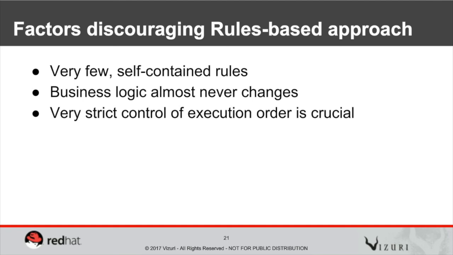You also have cases where there's a very strict control in the execution order. No point in using a rule engine. As I said, a rule engine has a bunch of rules and all those rules are atomic. Rules are not depending on one another. When you need a strict control and execution order, I would say stick with a programming language like Java or C++.